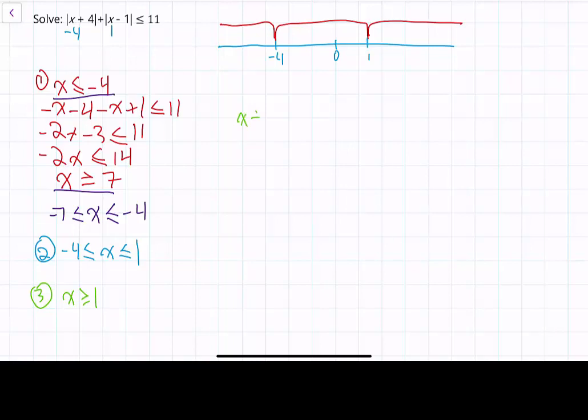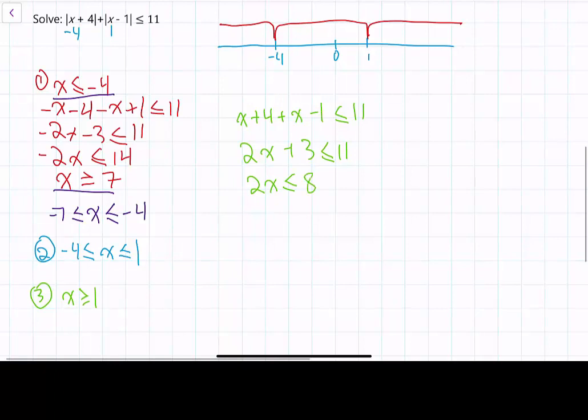So we have x plus 4 plus x minus 1 is less or equal to 11. We have 2x plus 3 is less or equal to 11. Then we have 2x is less or equal to 8. So then we have x is less or equal to 4. After this, we can combine what we have to get x is somewhere between 1 and 4. Now let's try to express this on the number line.